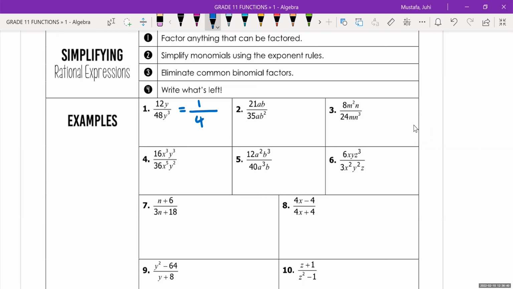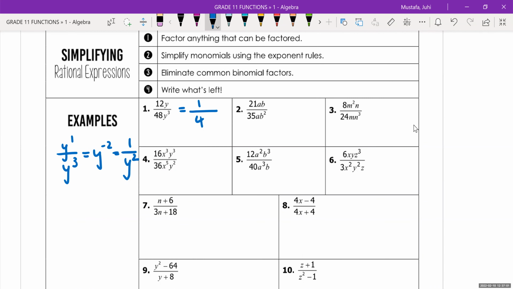Now we're going to use our power laws to figure out the rest. We have y over y to the power of 3. If we think about that, that's like saying y^1 over y to the power of 3, which is 1 take away 3, which is -2. And that's the same as 1 over y squared.